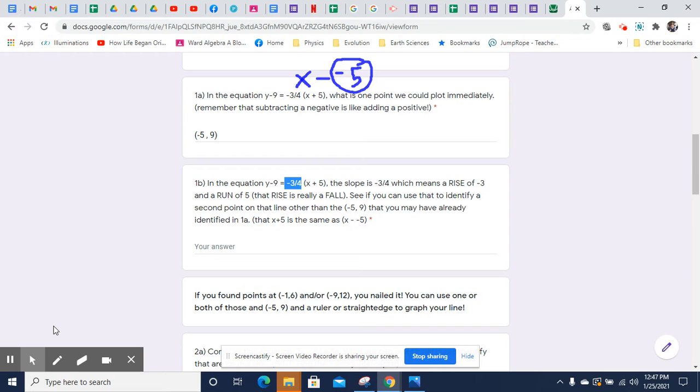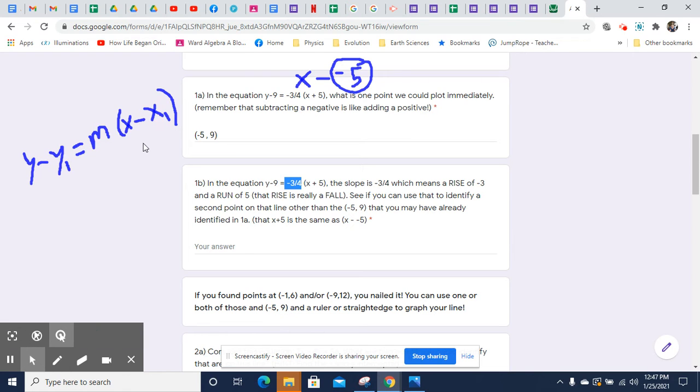Okay, and just to remind you, it's basically y minus some known y value, which I'll label y value 1, equals slope times x minus some known x value from that same point. That's why they're both number 1. And so that is the point slope form, and it is a line that goes through x1, y1, and has a slope of m. So this goes through negative 5, 9, and has a slope of negative 3/4.